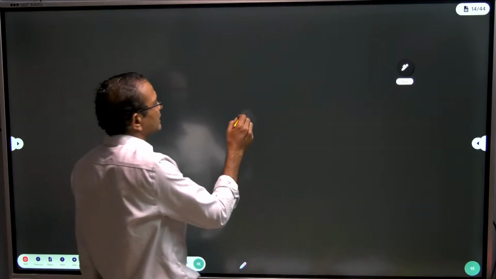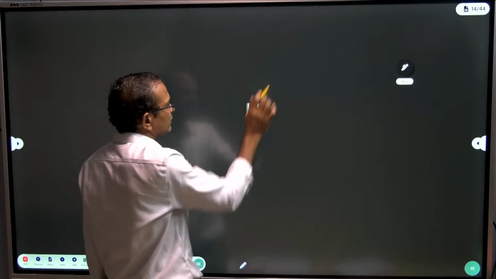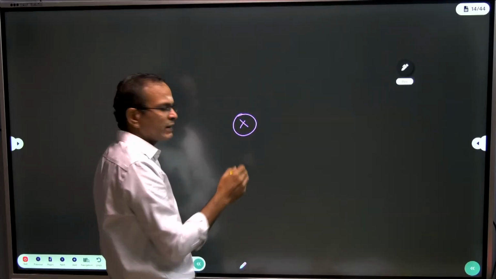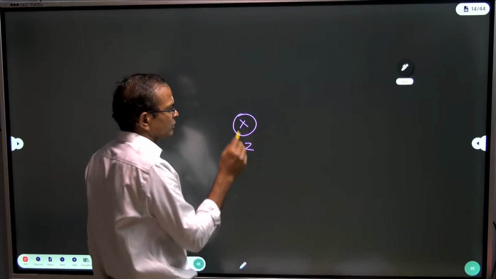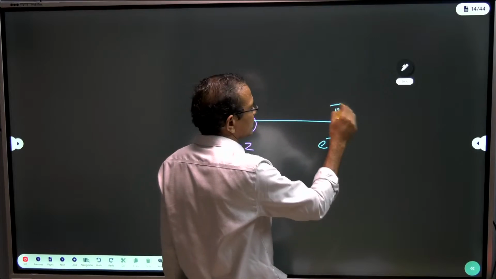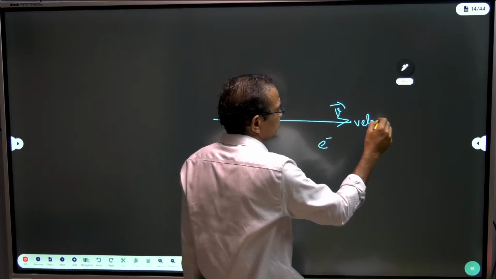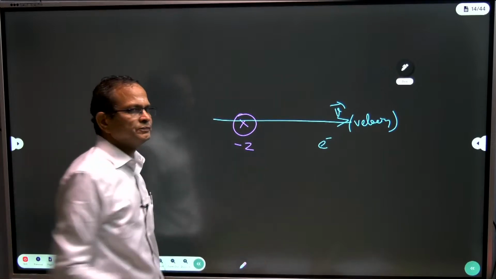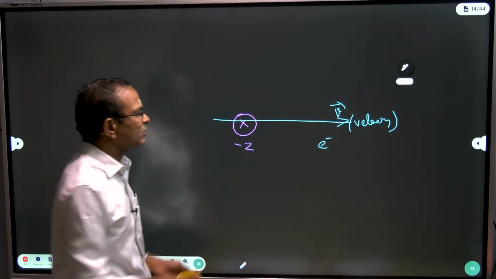Now, this is your magnetic field. Look at, this is your magnetic field. Magnetic field is inside, along minus Z axis. Assume like that. An electron is moving like this. This is the velocity of electron. Where is the force? Come on. Magnetic field is inside, out of circles. Electron is going like this.